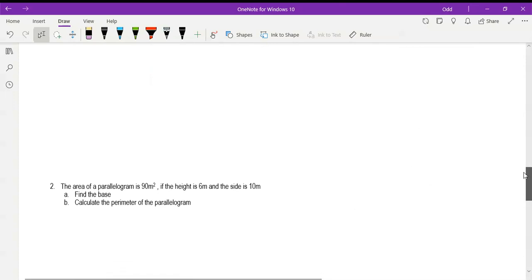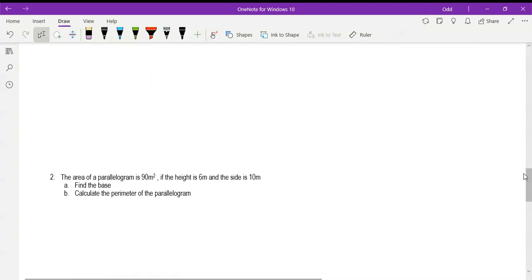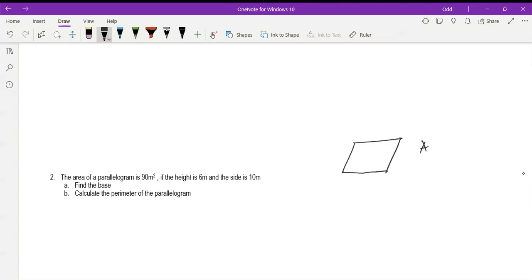Now, the area of a parallelogram is 90 meters squared. If the height is 6 meters and the side is 10 meters, find the base. So we can visualize it like this. I'm just going to draw a random parallelogram. The area is 90 meters squared. You can see the height, and we can just draw a straight line here. Remember the height is perpendicular to the base, so the height is 6. The side, not the base, just the side. So let's say here, 10.